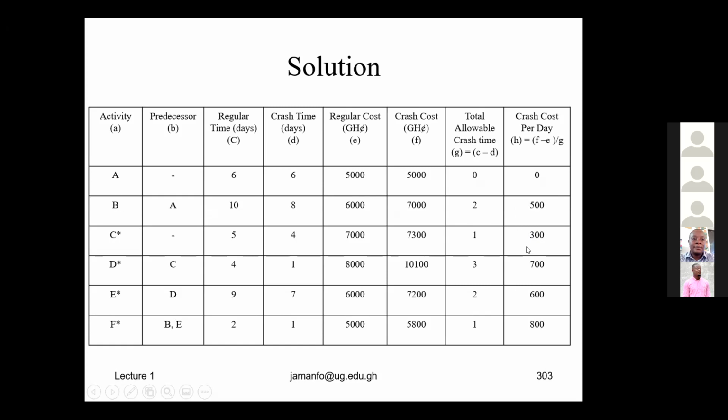But in the process of crashing, remember, another path can become critical. And if another path becomes critical, B may be on that path. And in that case, we can consider crashing B, if it is particularly common to both paths which have become critical.